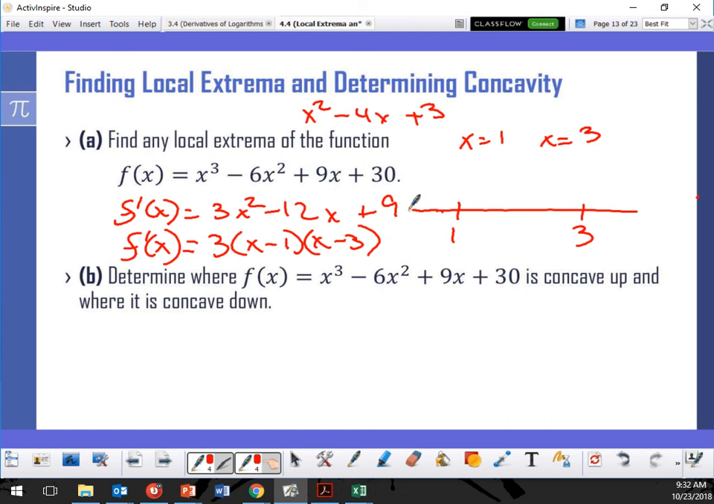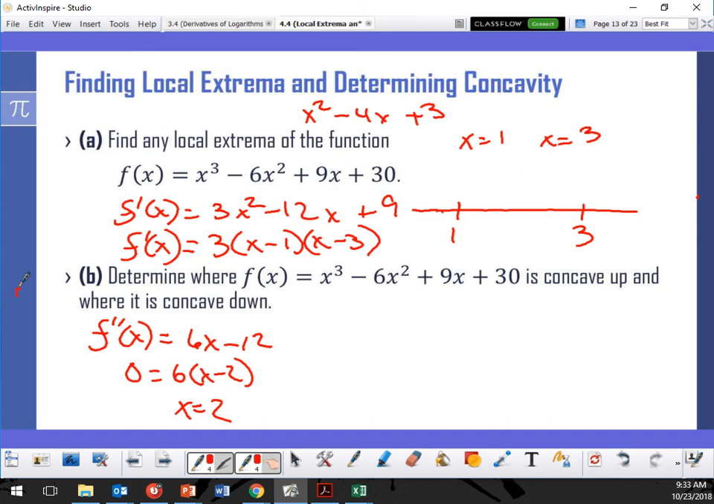If I do the second derivative, f double prime of x would be 6x minus 12. Set it equal to 0, so 0 equals 6 times (x minus 2). So x is 2. The second derivative equal to 0 is going to be the change in the concavity, meaning it's changing from concave up to concave down.